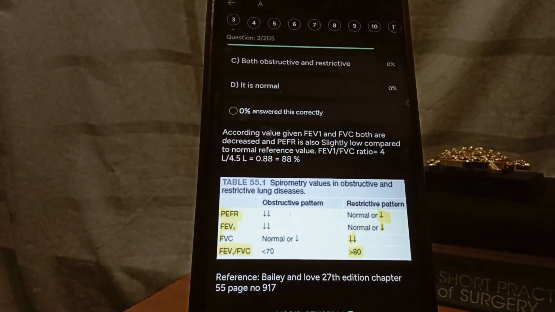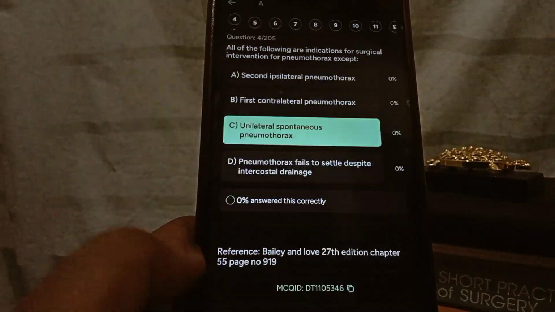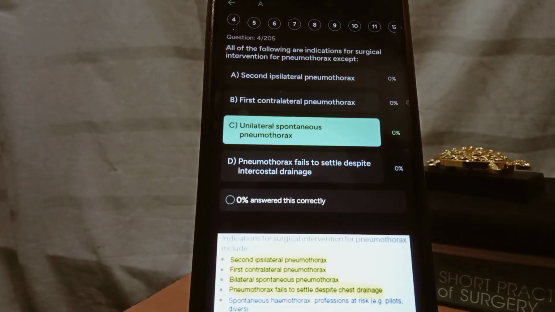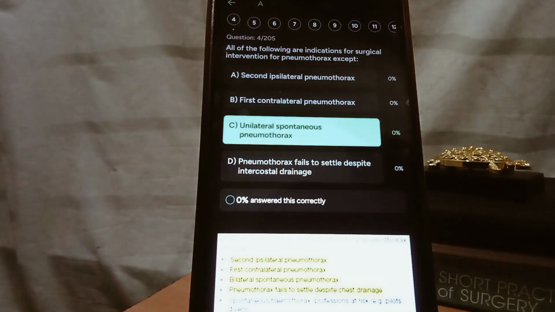So the next question is, all of the following are indicators for surgical intervention for pneumothorax except. The options are: second ipsilateral pneumothorax, first contralateral pneumothorax, unilateral spontaneous pneumothorax, pneumothorax failed to settle despite intercostal drainage.